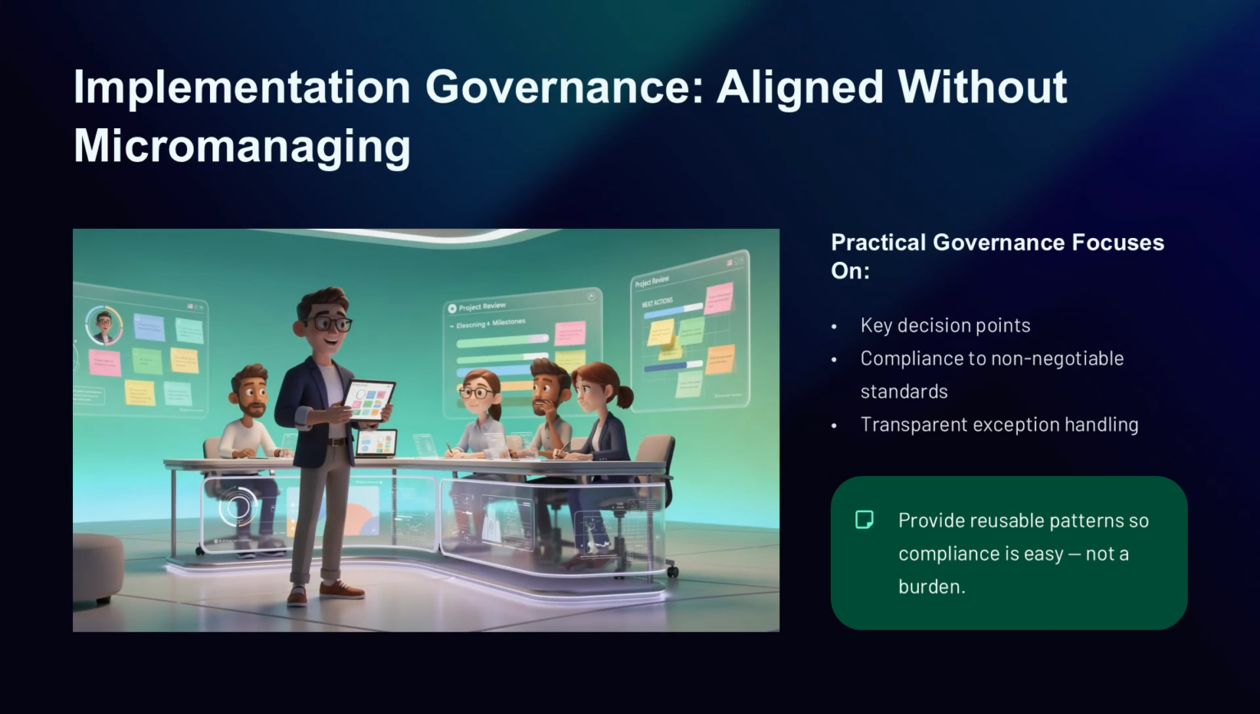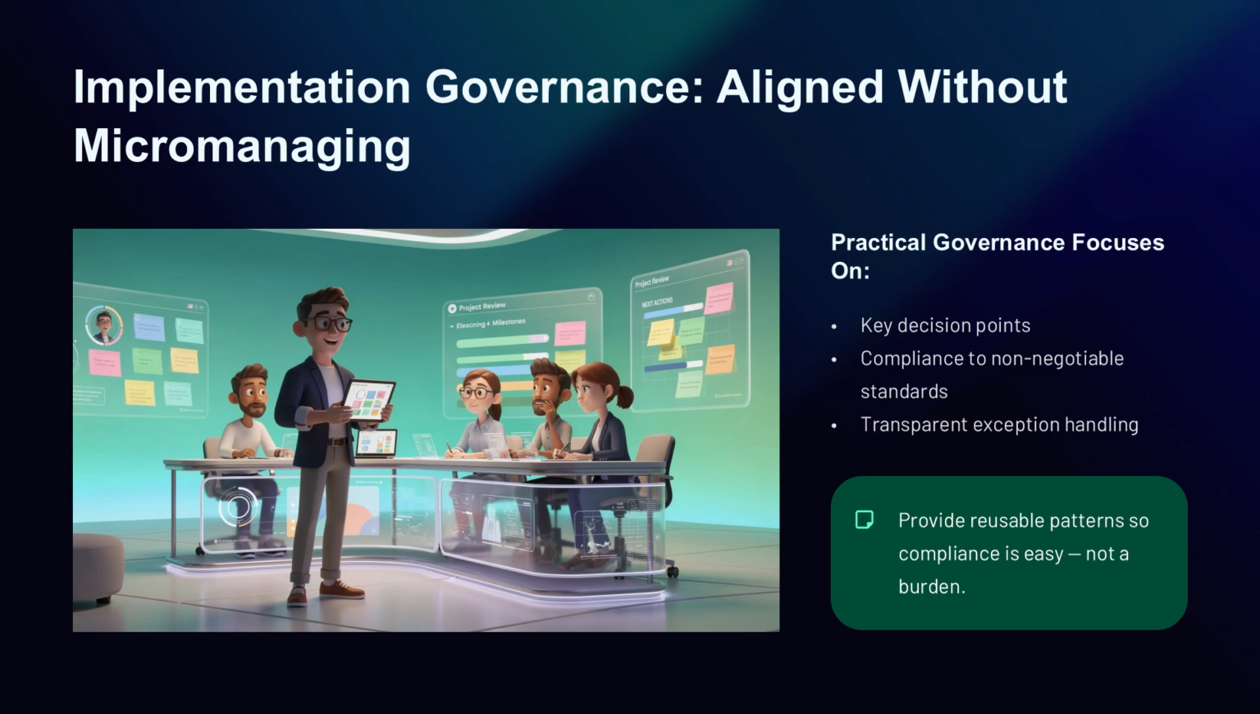With the roadmap in place, you need implementation governance to ensure architecture direction is followed during execution. This is where many architects either become too controlling or too disconnected. Practical implementation governance focuses on key decision points, compliance to non-negotiable standards, and transparent exception handling. You do not micromanage every design choice.